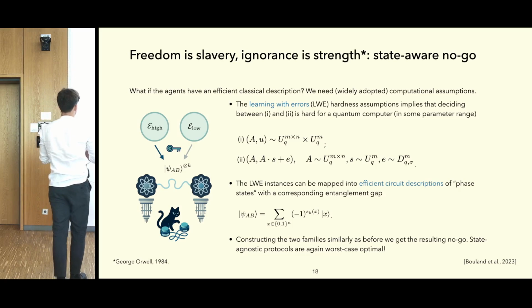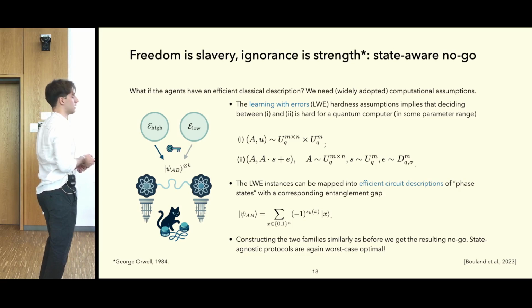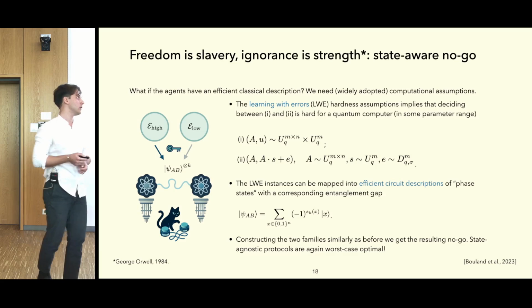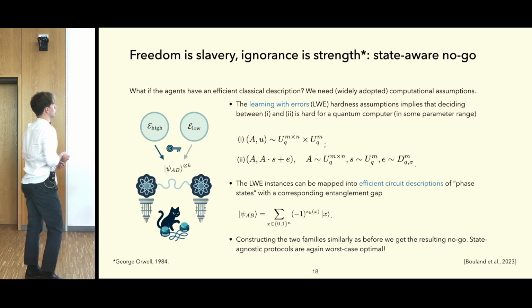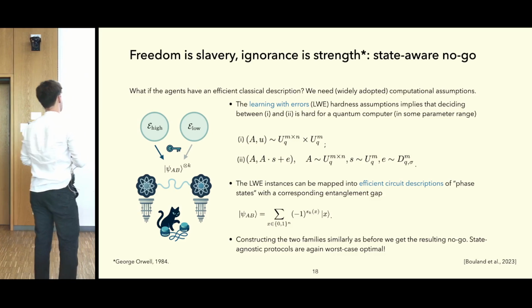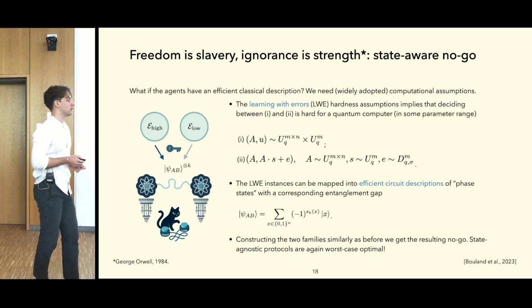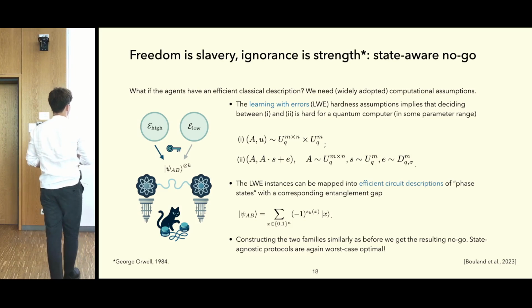So in the state-aware setting, essentially, we need to come up with two families which are computationally efficient to prepare, and such that Alice and Bob have a perfect knowledge of these two families in terms of the circuit that prepares the state. And now, for the first time, we need to put into the picture computational hardness assumptions. In particular, we will use the learning with errors, or LWE, hardness assumption, which is widely adopted in post-quantum cryptography, which essentially assumes the following.